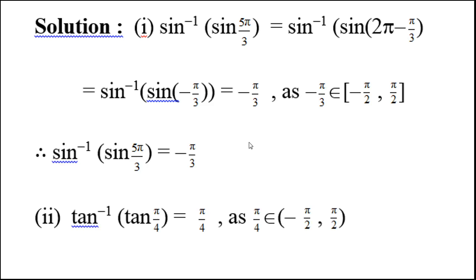Now second problem is tan inverse of tan pi by 4. Now this is equal to simply pi by 4, because pi by 4 is already in the principal domain of tangent function. The principal domain of tangent function is the open interval minus pi by 2 to pi by 2, and pi by 4 angle lies between them. So second is very easy.